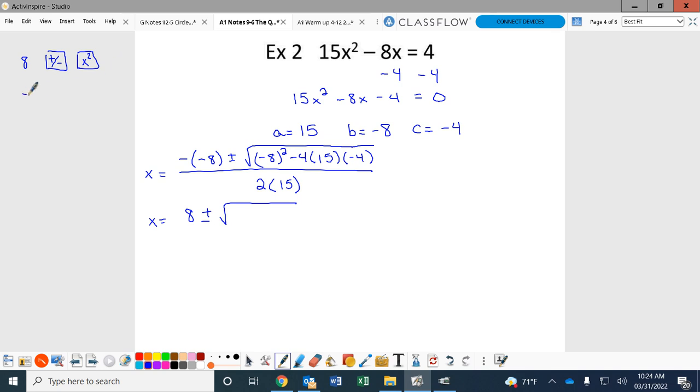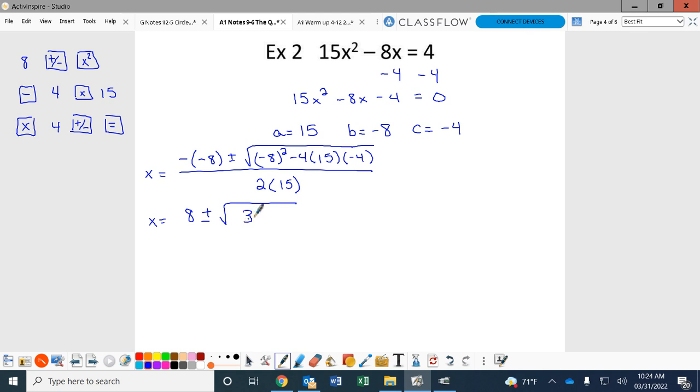Then you're going to do -4 times 15 times 4 negative, and then you're going to hit equals. That's the discriminant, the number that's under the radical. What is that number this time?